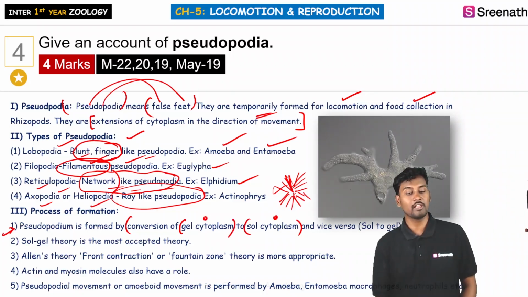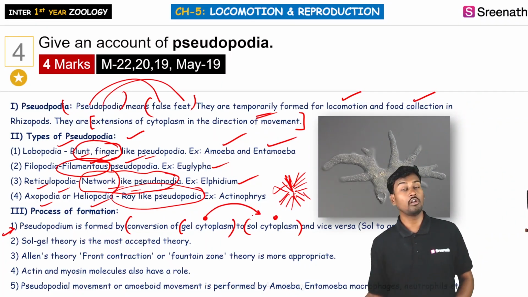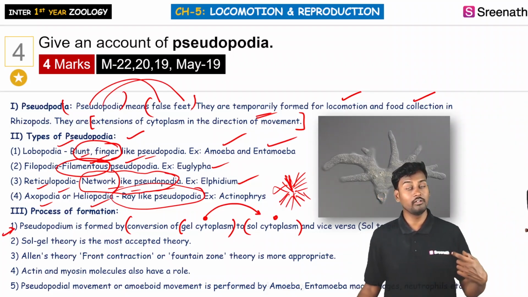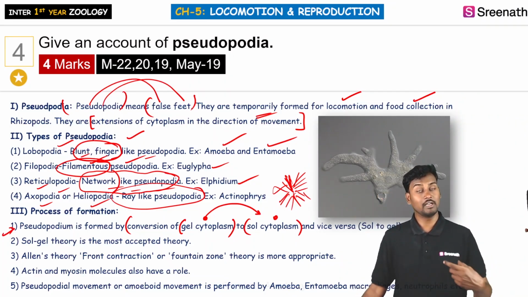So the gel cytoplasm, that is the gel form, is generally converted into the sol form, that is the cytosol form, so that particular cell organelle will be involved in the movement, whatever the structure is there that is involved in the movement in case of this organism. So vice versa, it is from the sol to the gel.